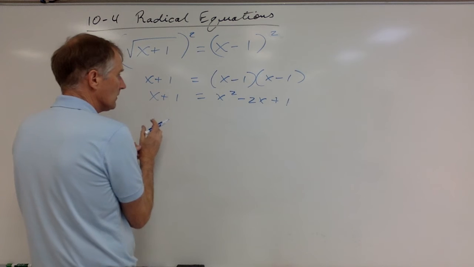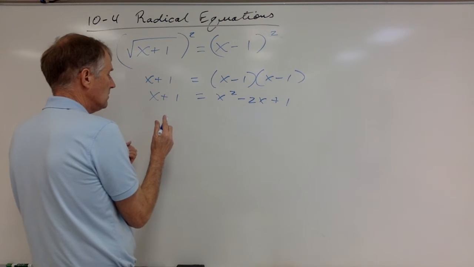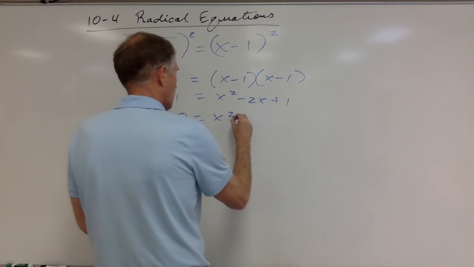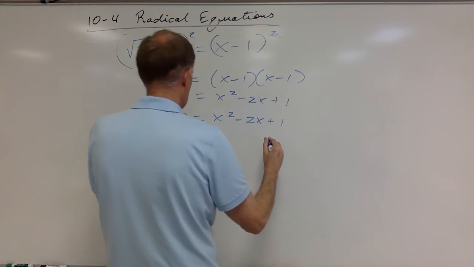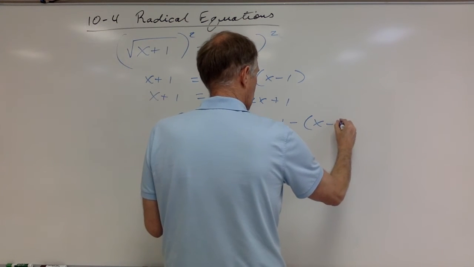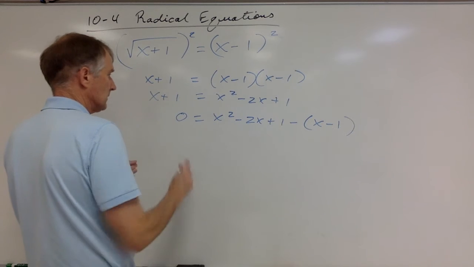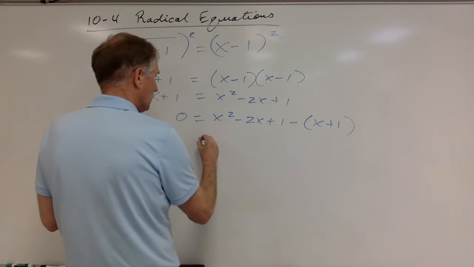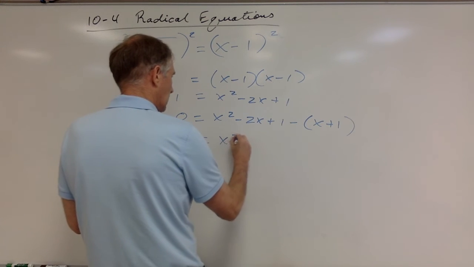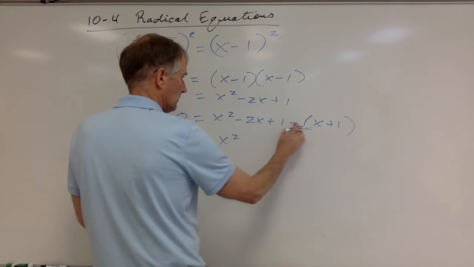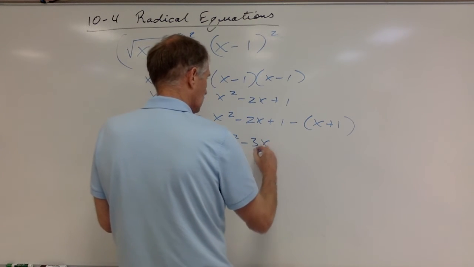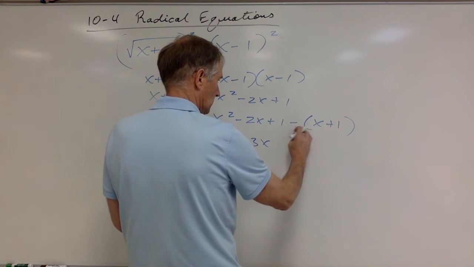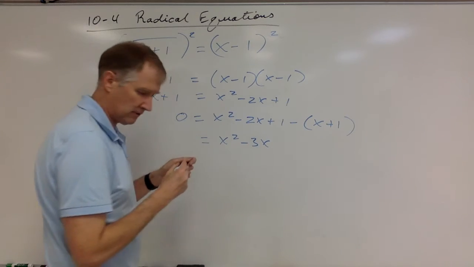Now let's set this equal to 0. So I'm going to subtract this to the other side. Oh, that's a plus, x plus 1. It's okay. So this is going to be x squared minus 2x minus x is minus 3x. 1 minus 1 is 0. So that's the answer to that.